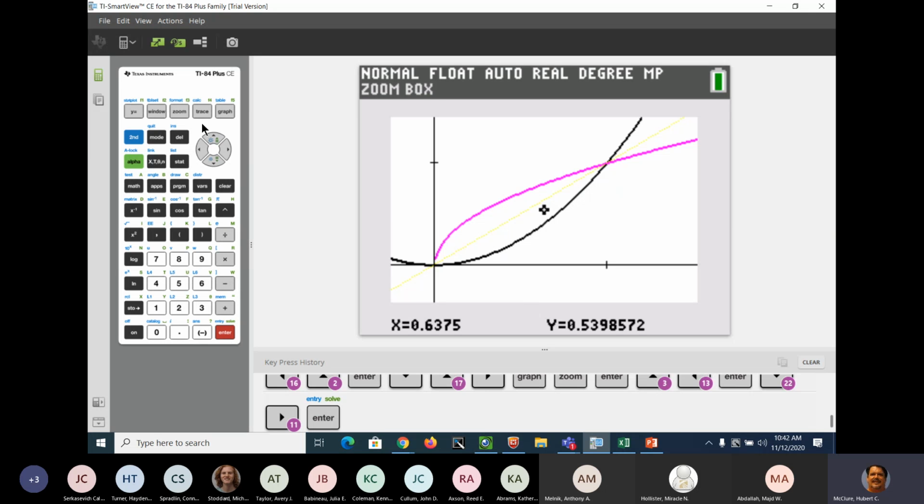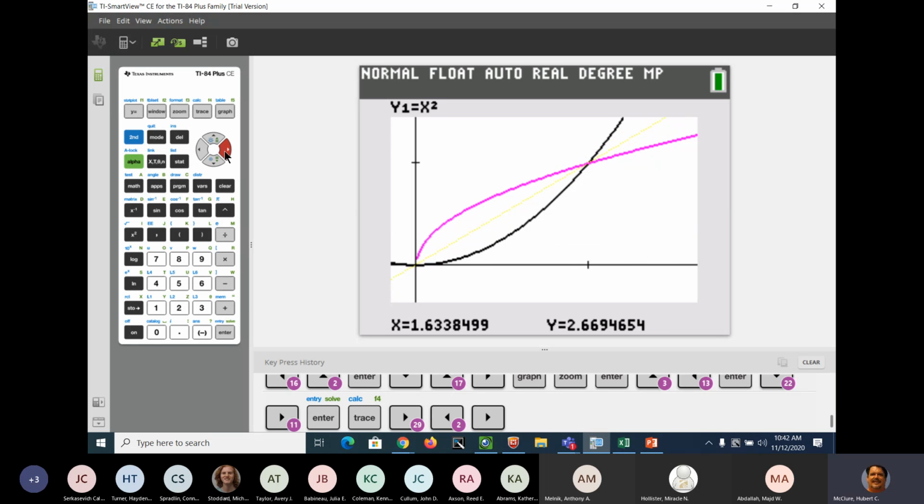So if I hit trace, let's pick a point. 1 should be 2. There we go. Or 1 should be 1. There you go. Well, I don't want to do 1, 2. I want to do 2 and 4. So let's go to 2 and 4.